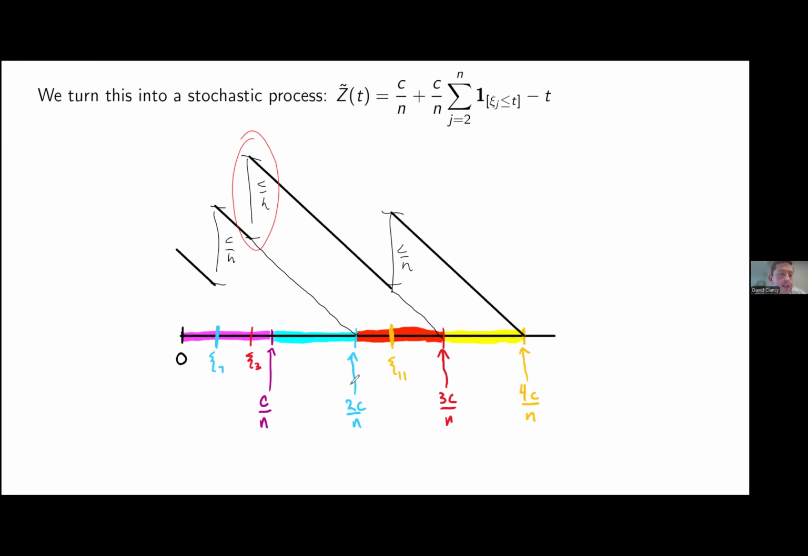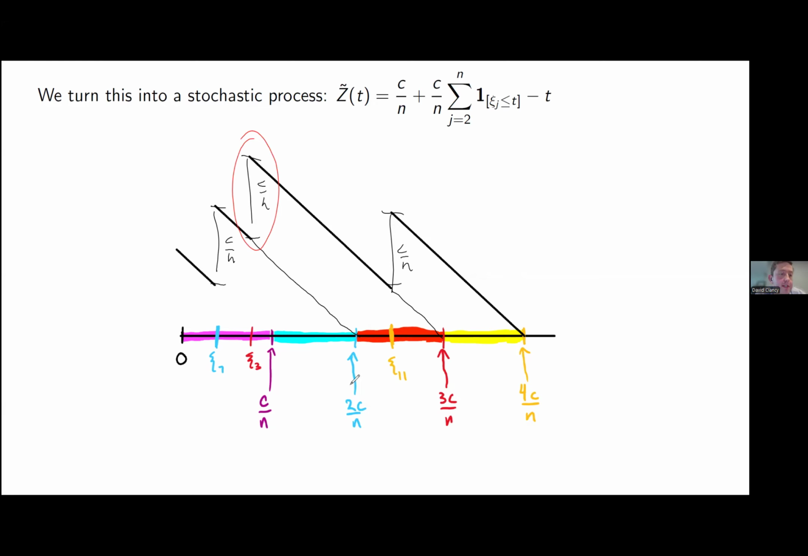And this works for every other jump. So in this realization, we actually hit level 0 at time 4c over n, and we had 4 vertices in the connected component. So c over n times the number of vertices in the connected component is precisely the time that we hit 0.